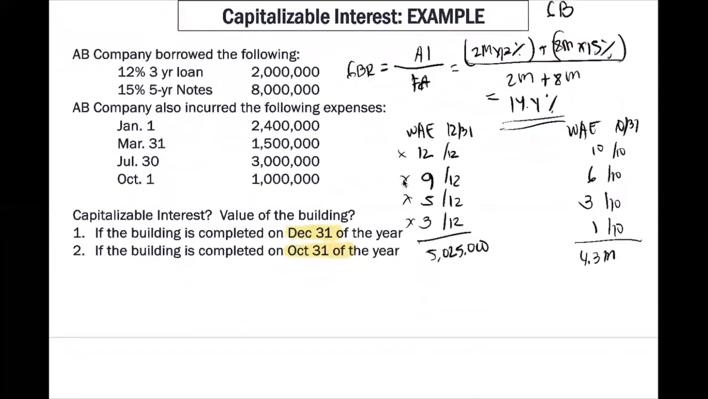Okay? So assumption 1, assumption 2. How to compute again for your general borrowing? Get first the weighted average expenditures. And then you multiply it to your general borrowing rate. You multiply it to your period.